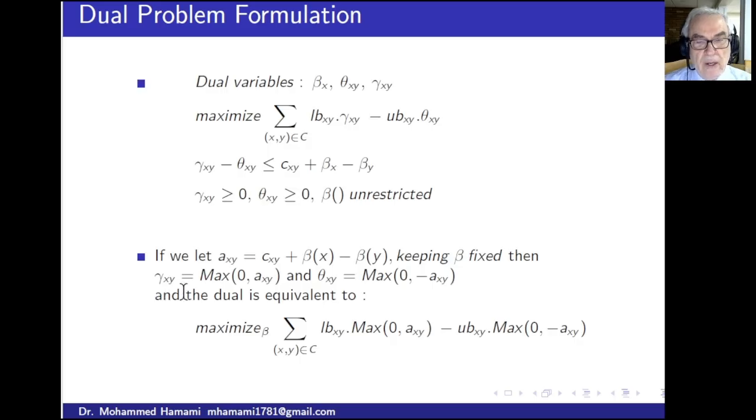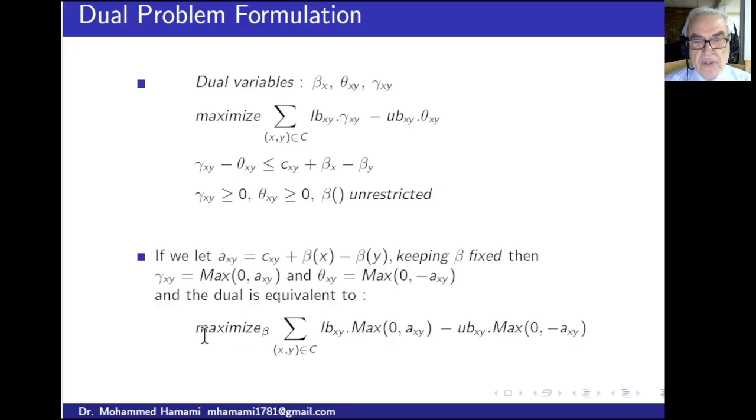So when a is positive, gamma xy is equal to a, and theta is equal to 0. And when a is negative, gamma of xy is 0, and theta xy is equal to minus a of xy. And then we replace this value in the objective function, and if we get rid of these constraints, it becomes maximize over beta, over all the arcs, of LB of xy times the gamma, which is this maximum, minus UB of xy times this maximum.